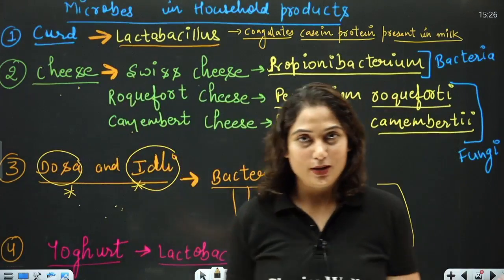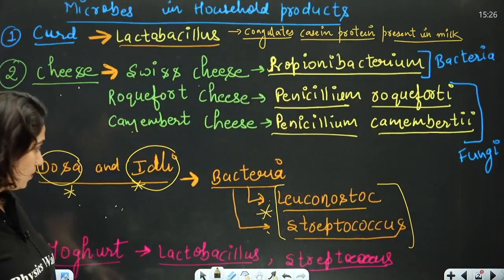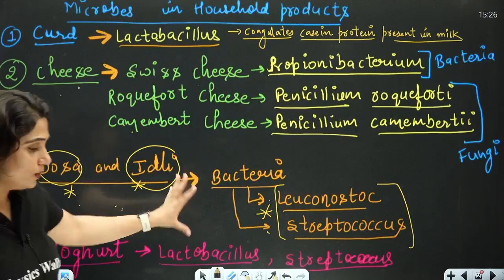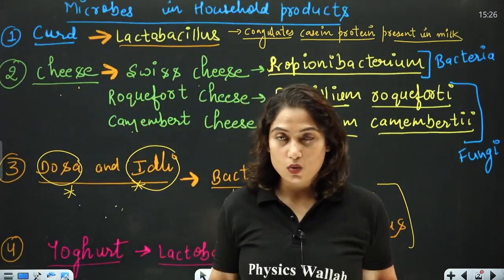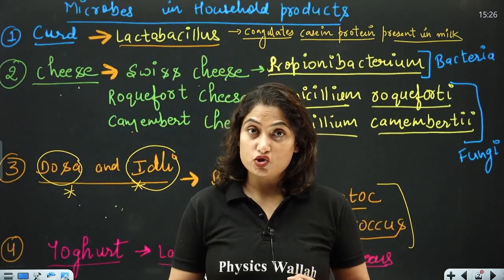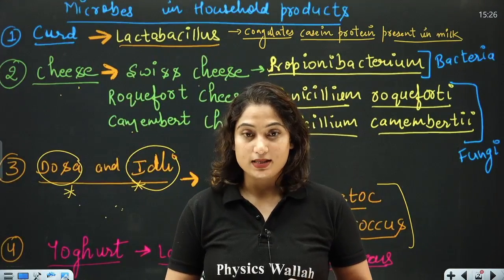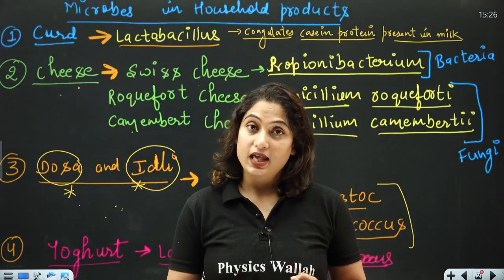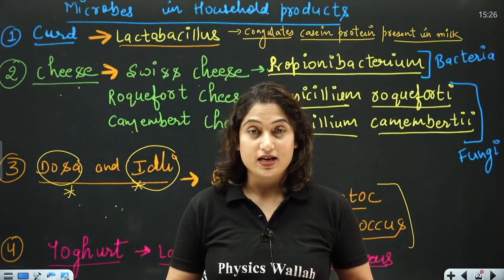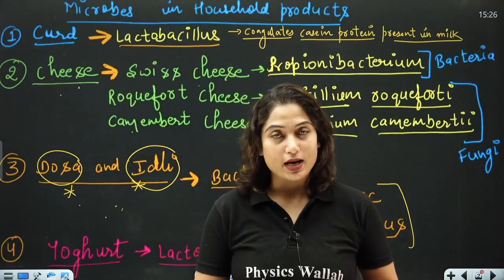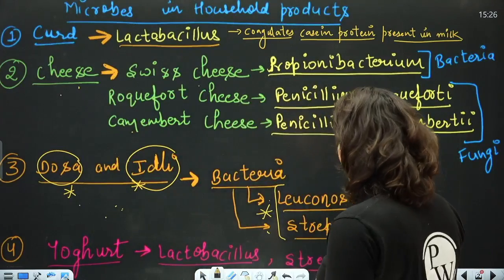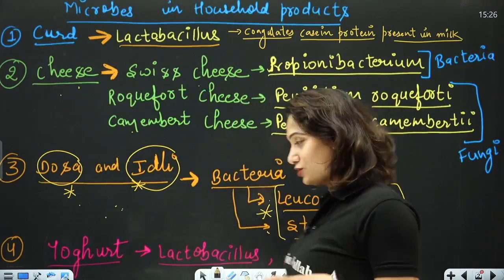Then comes yogurt. You know what yogurt is, right? So yogurt is formed by the bacteria Lactobacillus or Streptococcus. So I hope this slide is learned. So learn along with me. The curd is formed by the Lactobacillus bacteria, Swiss cheese by bacteria Propionibacterium, Roquefort cheese and Camembert cheese by the fungi Penicillium, dosa and idli by bacteria, that is Leuconostoc and Streptococcus, and then Lactobacillus and Streptococcus are helpful in the formation of yogurt also.